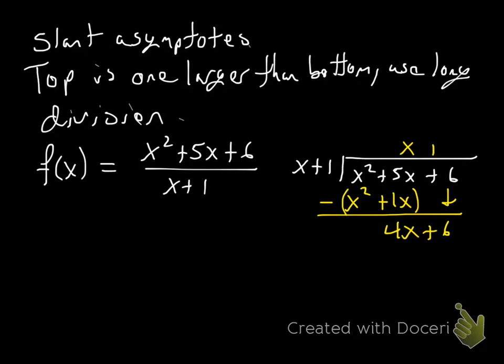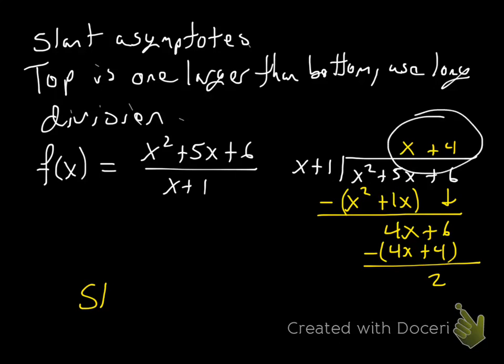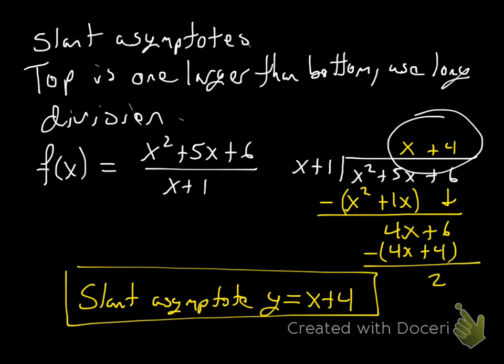X times 4 will give us the 4x. So x times 4 is 4x. 1 times 4 is 4. And then we'll go ahead and subtract, and we get a remainder of 2, and we don't really care a whole lot about the remainder. It's the quotient, the x plus 4, that's going to be our slant. Our slant is going to be y equals x plus 4. So if we were to graph that, that has a y-intercept of 4 and a slope of 1. So this is just a line with a slope 1 and a y-intercept of 4.